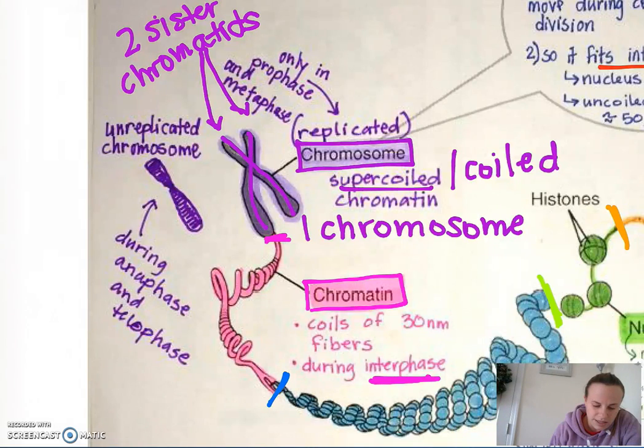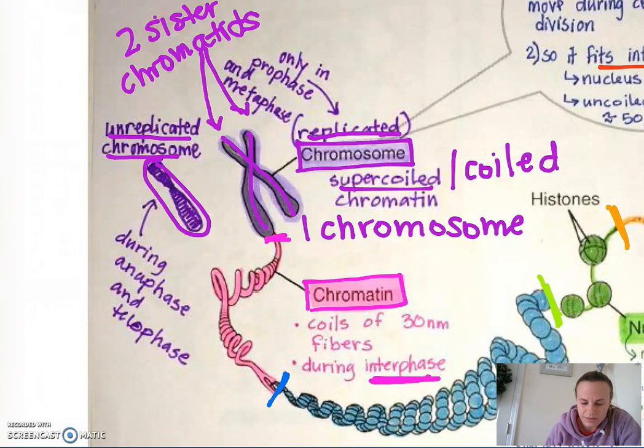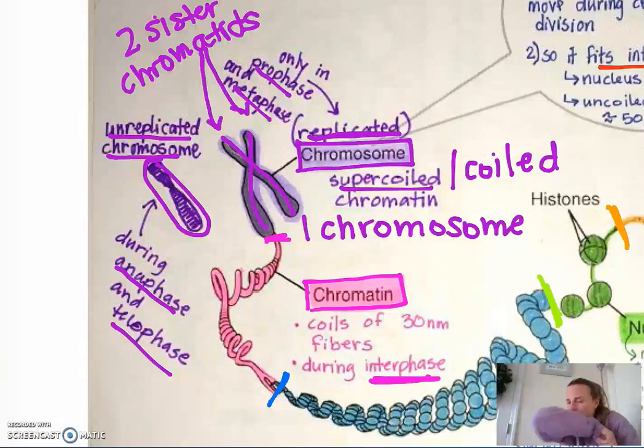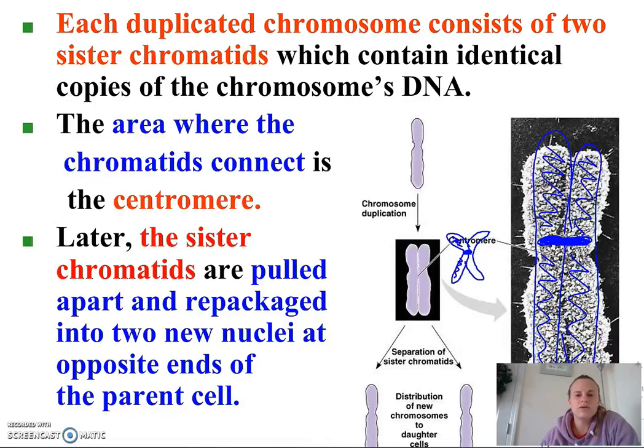Unlike the chromosome to the left, where this is one chromosome and 1 sister chromatid. So this is an unreplicated chromosome, whereas this is a replicated chromosome. A replicated chromosome will be present in prophase and metaphase and contains 2 sister chromatids. Unreplicated chromosomes contain 1 sister chromatid and will be present during anaphase and telophase.